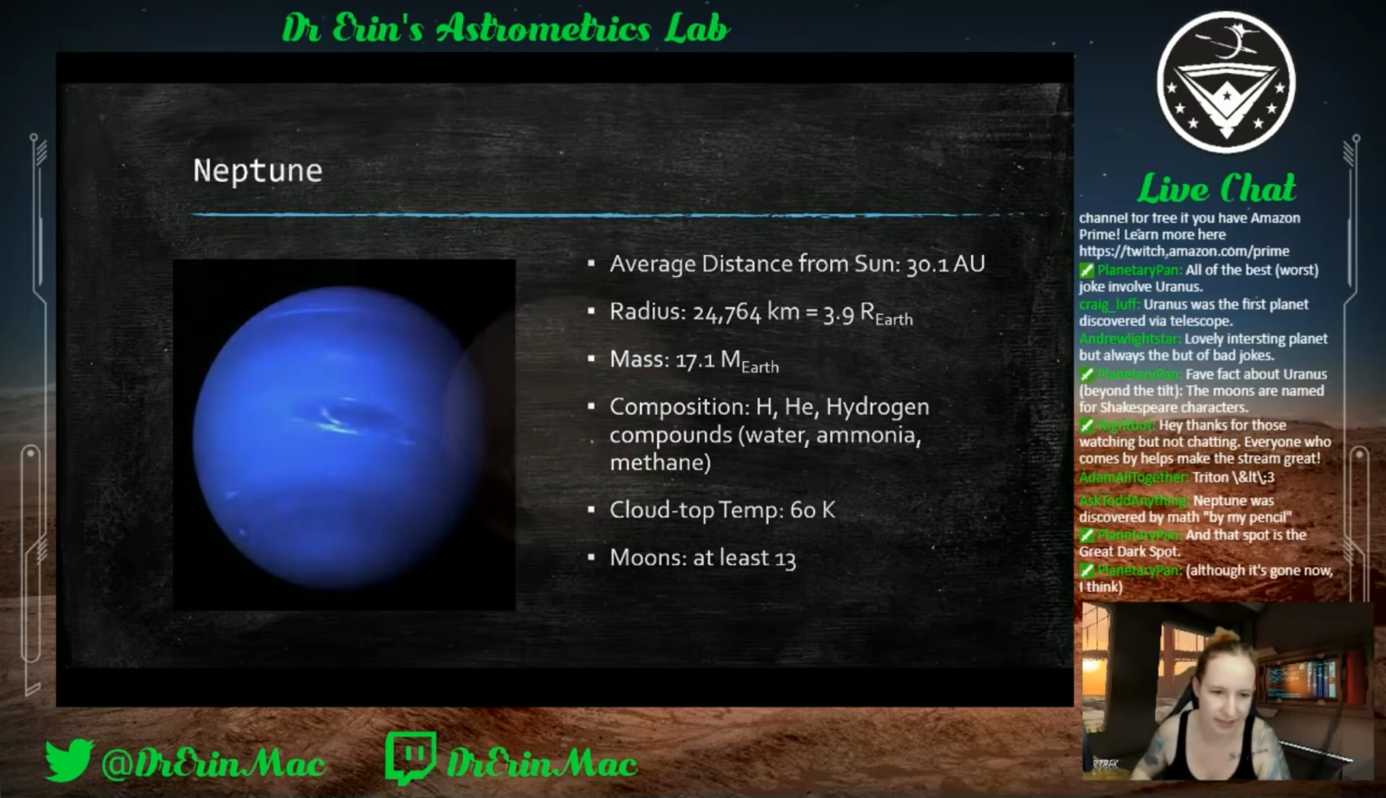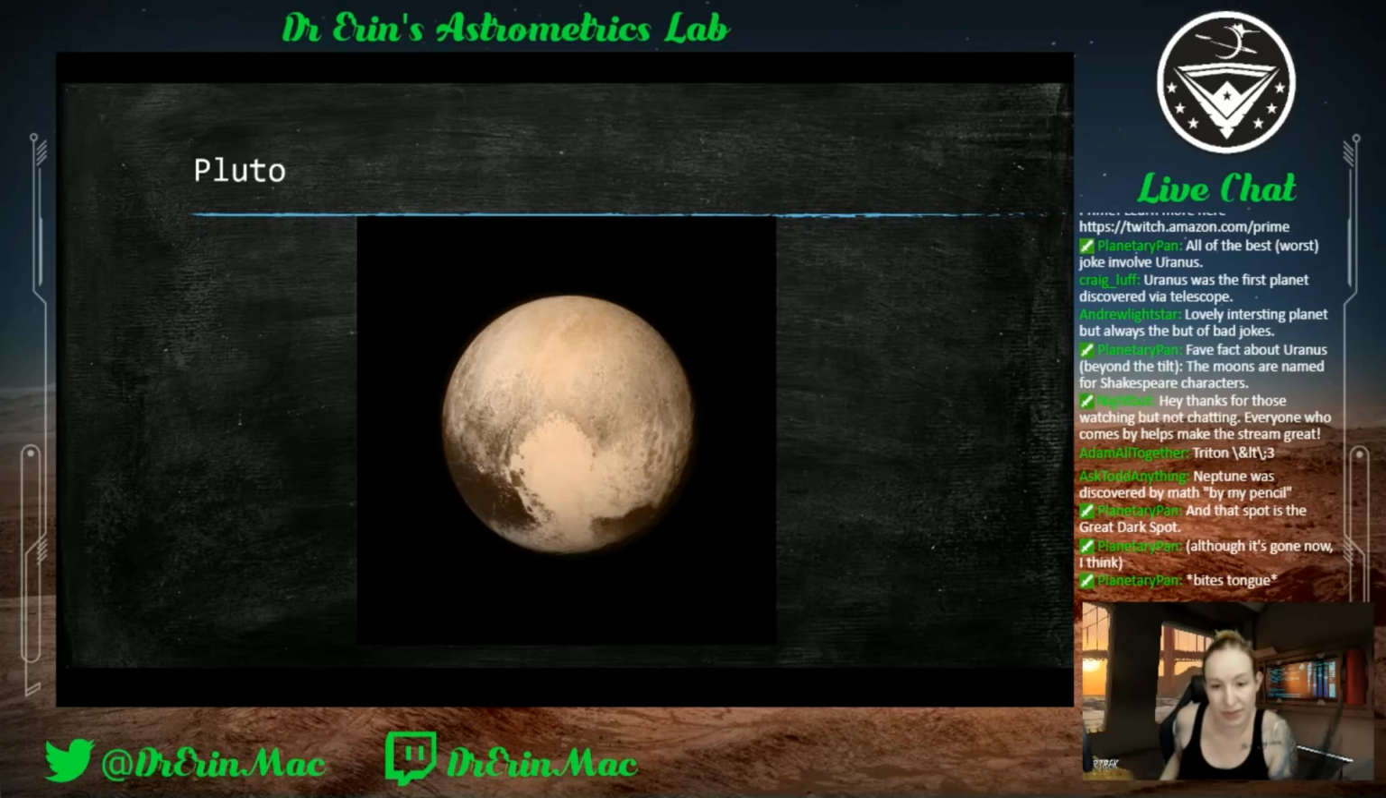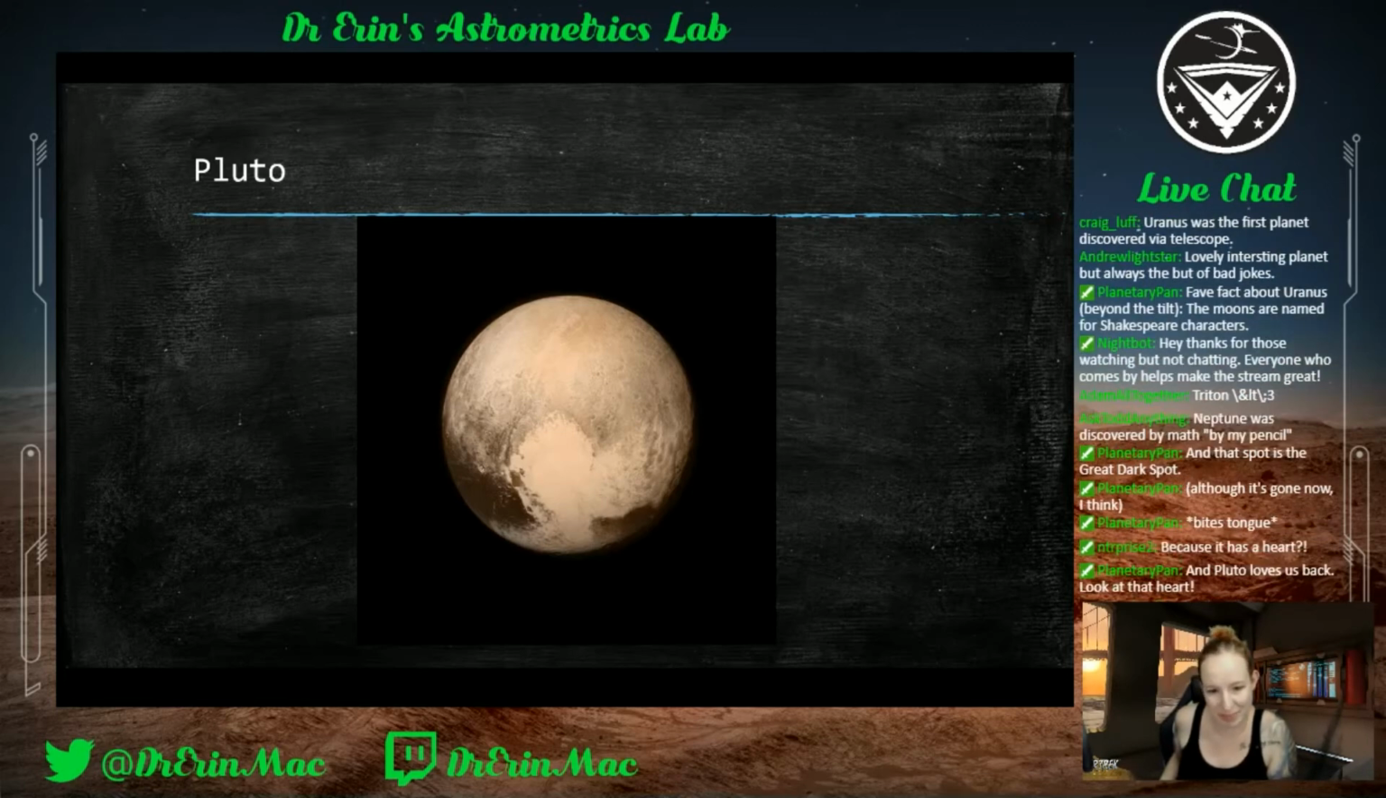Are we ready for this? We're ready for this. Pluto. Pluto is a dwarf planet. We'll talk about why it's a dwarf planet. We love Pluto. Just because it's a dwarf planet doesn't mean we don't love it. You're entitled to your feelings about Pluto. It does have a heart.